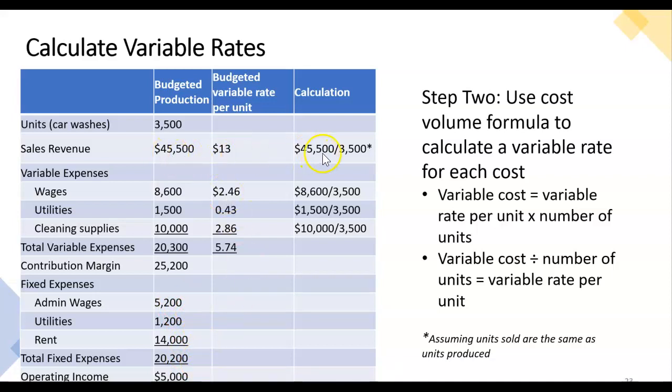We can also do the same thing with sales revenue. As long as we're selling the same number of units we're producing, we can take our total sales revenue, divide that by the number of units, and we can get a rate per car wash. So we're selling each car wash for $13 in this example.